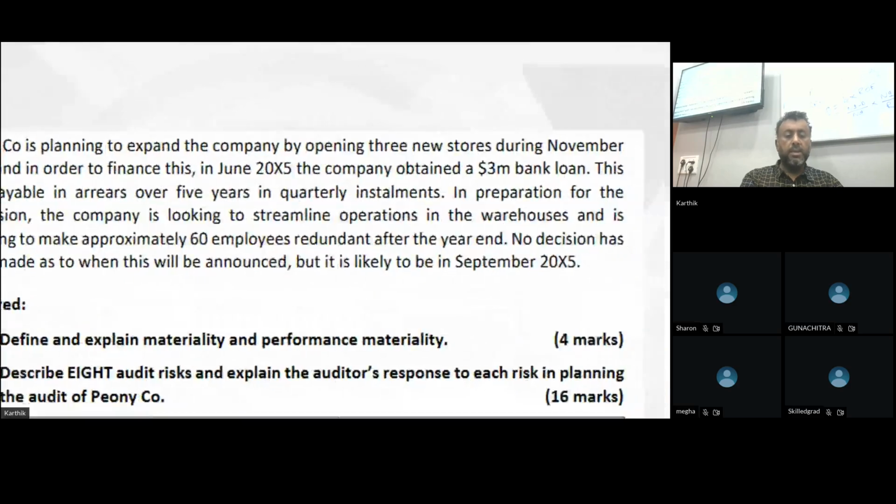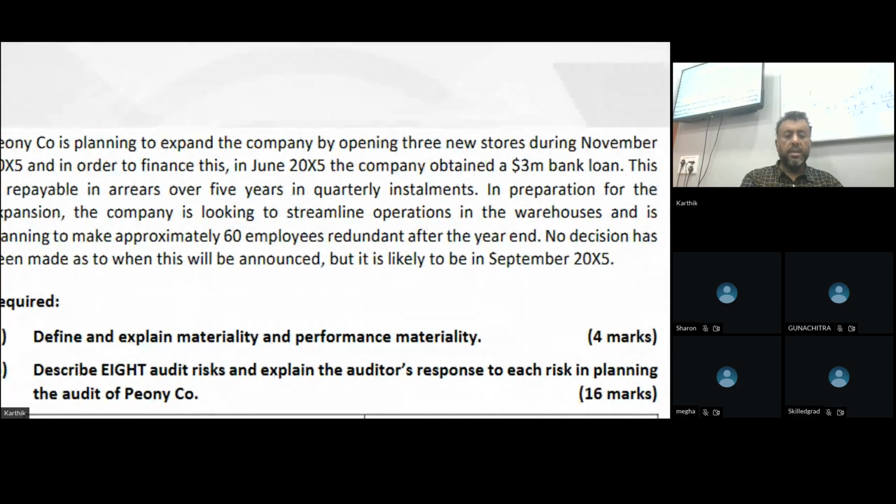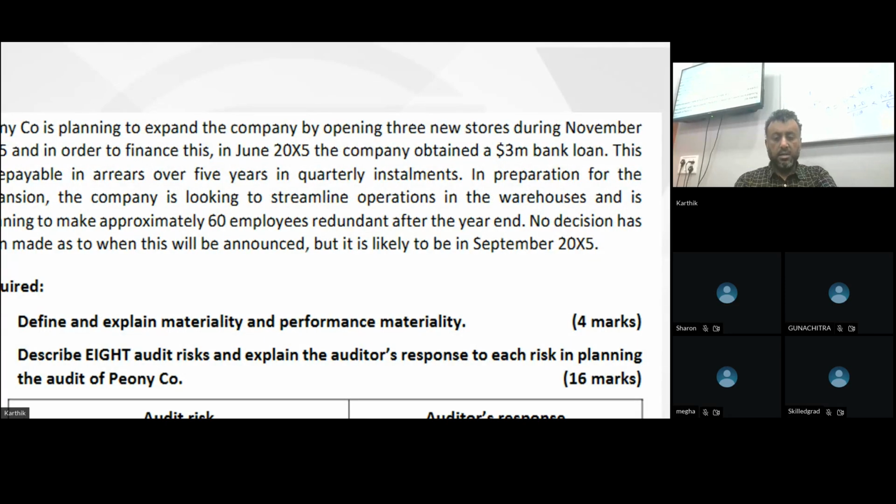Okay. P Company is planning to expand. It's just going on and off. One second. Just read this, just one second, please. Okay, wait, this one. Sorry.